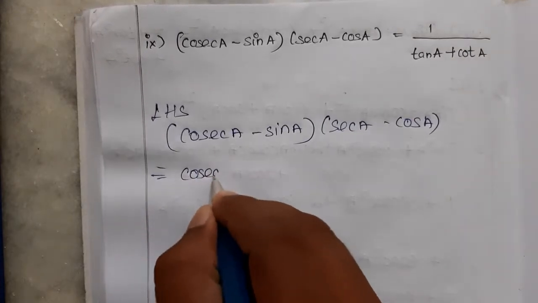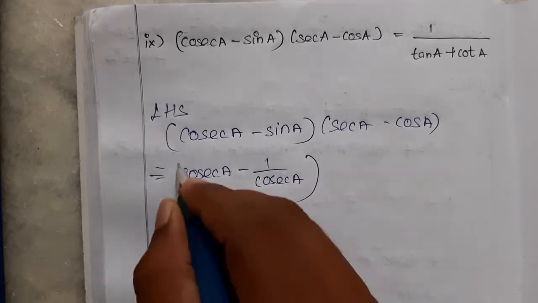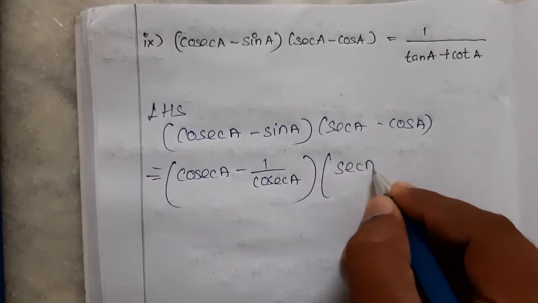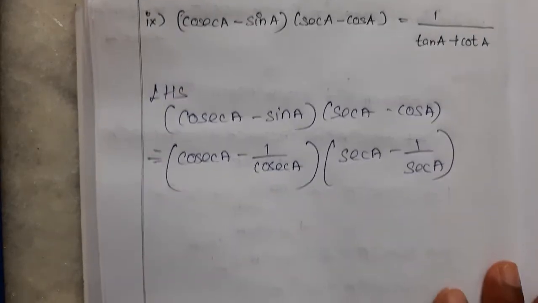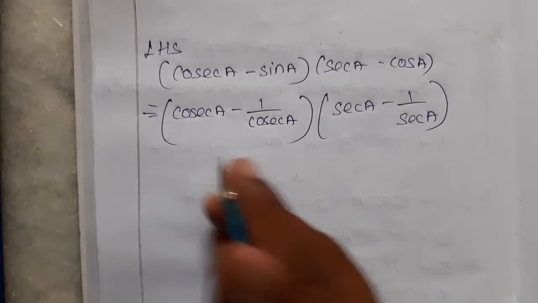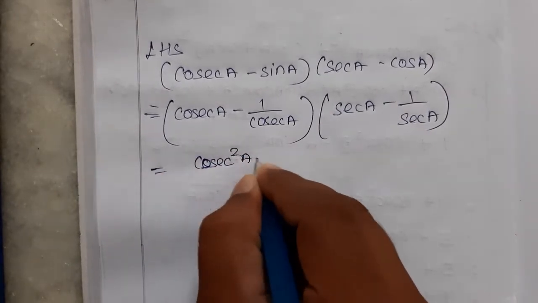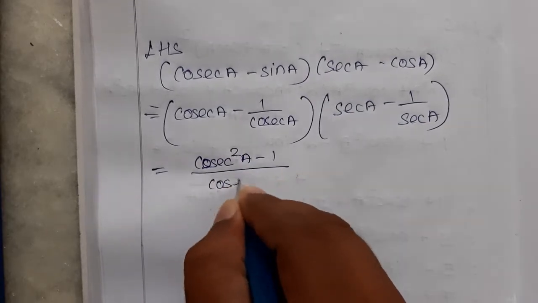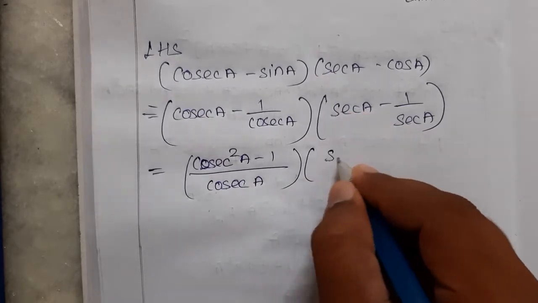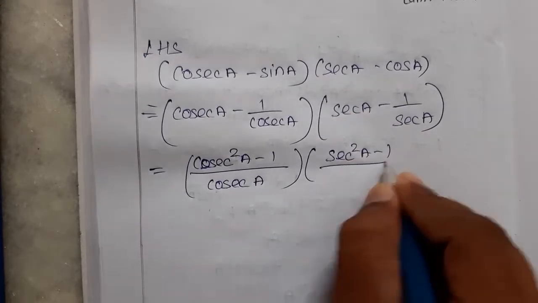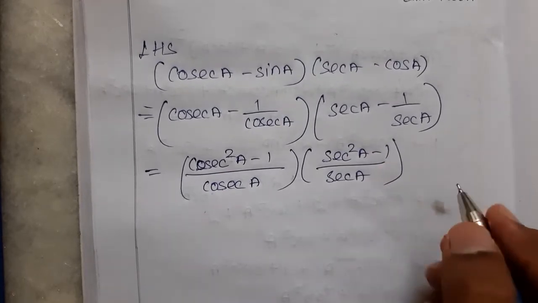So (cosec a minus 1 by cosec a) into (sec a minus 1 by sec a). So this we can do cross multiplication. We will be getting (cosec square a minus 1) divided by cosec a, into here is the multiplier, it will become (secant square a minus 1) by sec a, right?